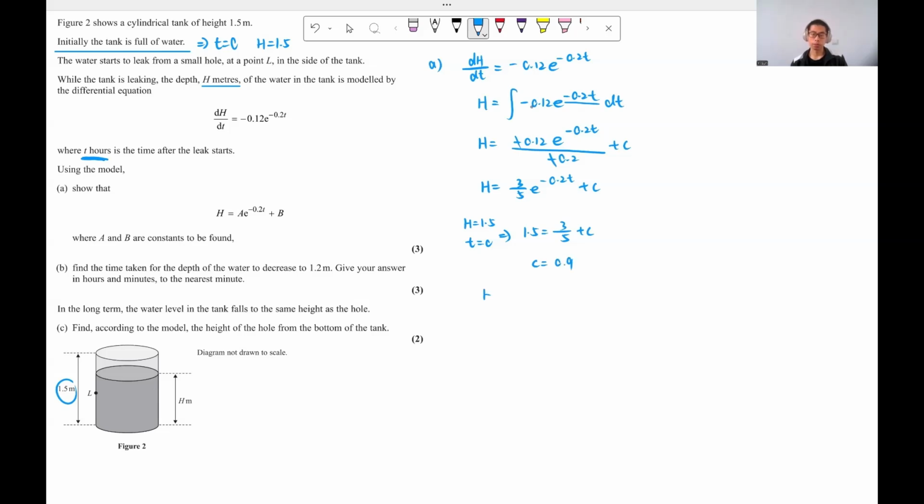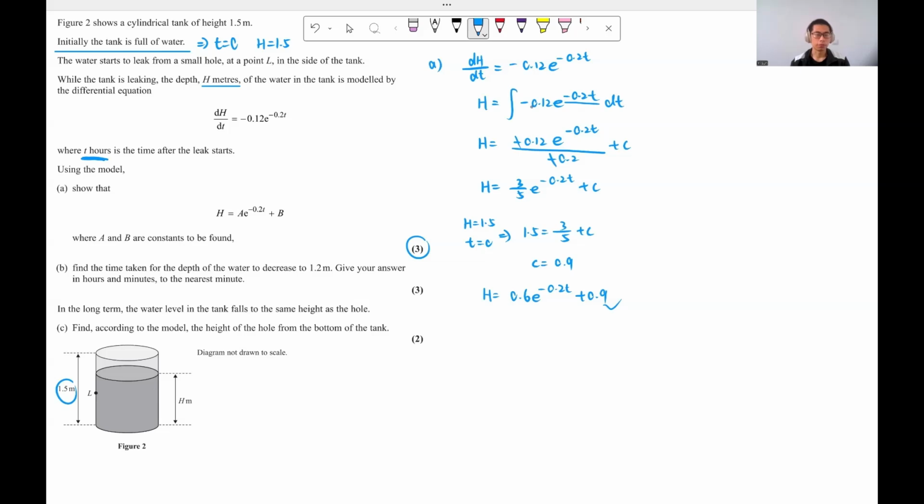So then h equal to 3 over 5, which is 0.6. Let me just change it all into decimals. So 0.6 e to the power negative 0.2t, and then plus c, which is 0.9. Then that'll be the final answer for part A. It's only 3 marks.